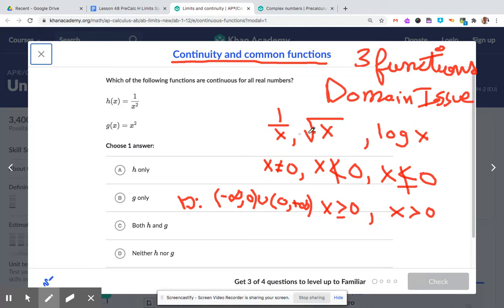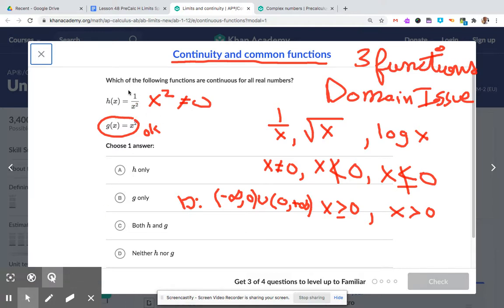You're always looking at and considering the common functions that are these and where x cannot be equal to it. So this one is definitely okay because it doesn't fit any of these, but right here, whatever the bottom is, in this case x squared, cannot equal 0. So there's an issue when x is equal to 0 for this one. So which of the following functions are continuous for all real numbers? Just the bottom one, g only.